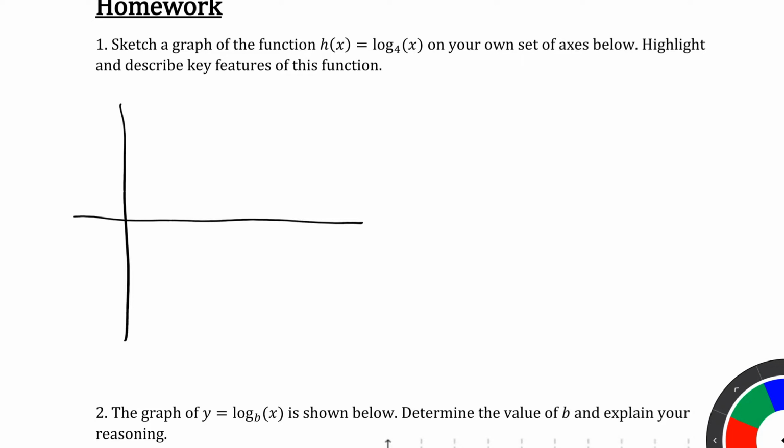So if we have the graph of log base 4 of x, we know that there's no horizontal translation or any kind of vertical translation. So I know the graph is going to look just like the ones that we did in class today.